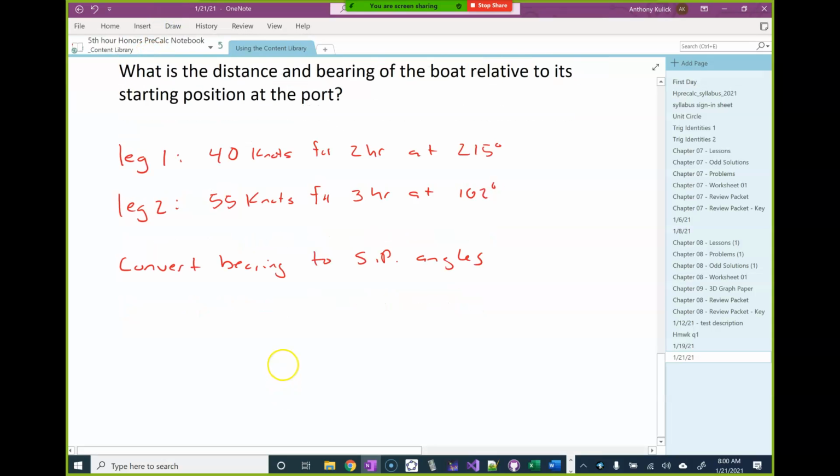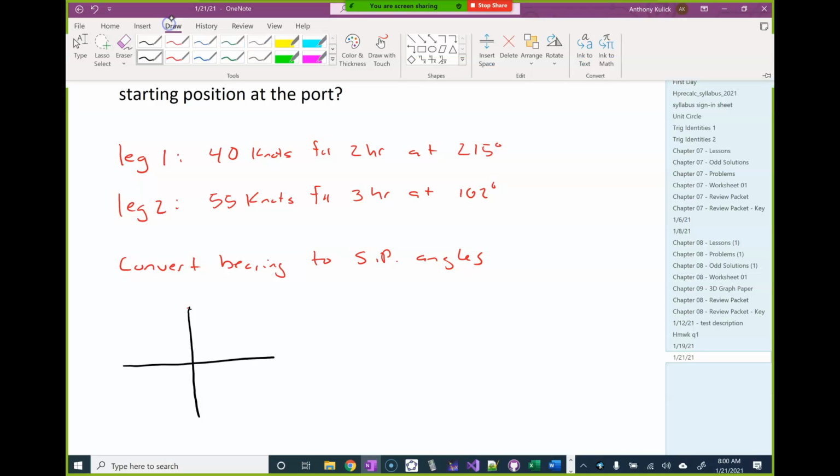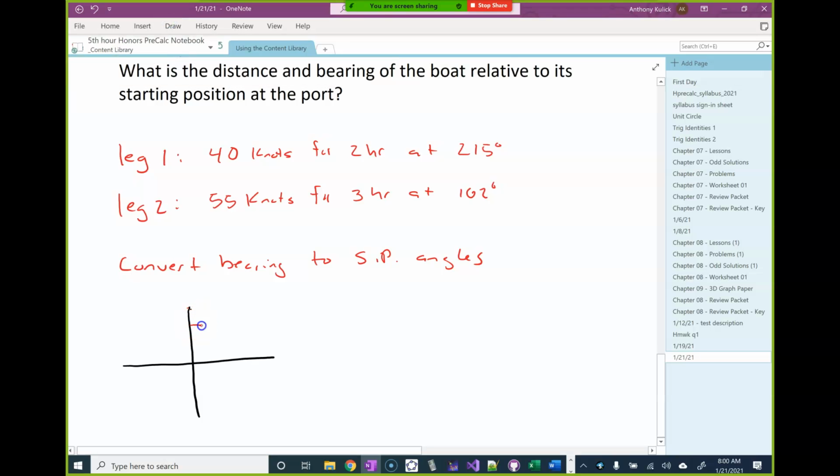I find the easiest way to do that is to draw a picture. Remember that a bearing and a standard position angle are found two different ways. A bearing starts at true north and rotates clockwise. So 215 degrees starts at true north and then we go clockwise, so that's 90, 180, and then like 35 more would get us to 215.